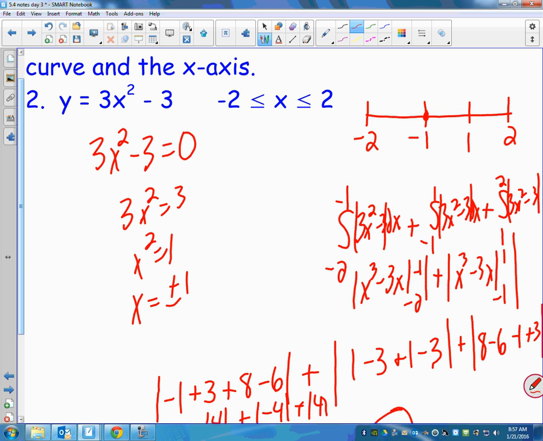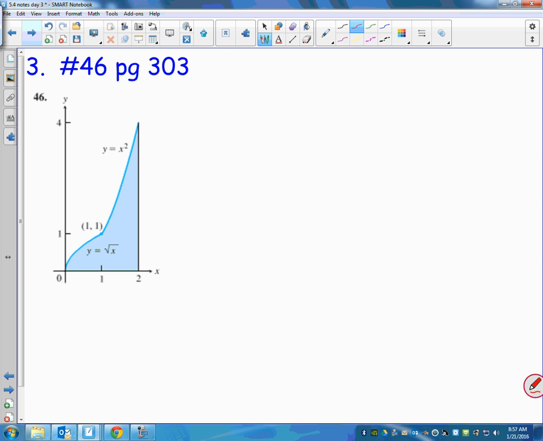Okay, and then there's some really cool ones on your homework giving you pictures of graphs, and so I wanted to look at a couple of those. So this is number 46 on page 3. The question just says find the area of the shaded region, and they give you the equation, right? So this is the square root of x. But then it starts with x squared, so it's kind of like a piecewise function where the functions come together.